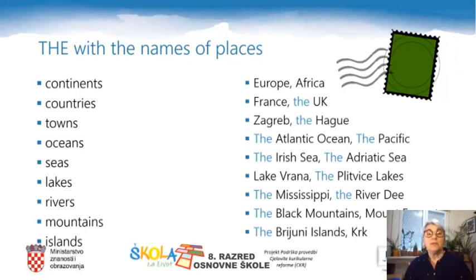Lakes, when there is only one lake, like Lake Vrana in Croatia, there is no article. But when there is a group of lakes, like the Plitvice Lakes, please don't forget the article. Rivers always go with the article. The Mississippi, the River Dee in Wales. Mountains have the article if there is a range of mountains, like the Black Mountains. When there is only one mountain, you don't put the in front of the name, you say Mount Everest. The same goes for the islands. Group of islands, the Brunei. One island, Kirk, no article.